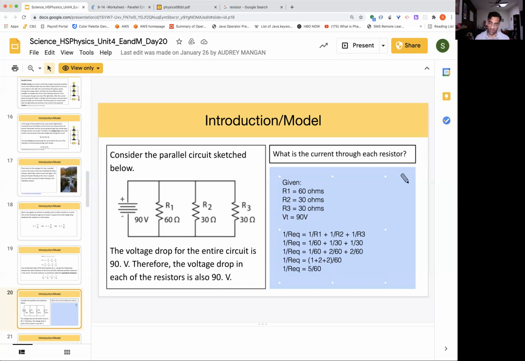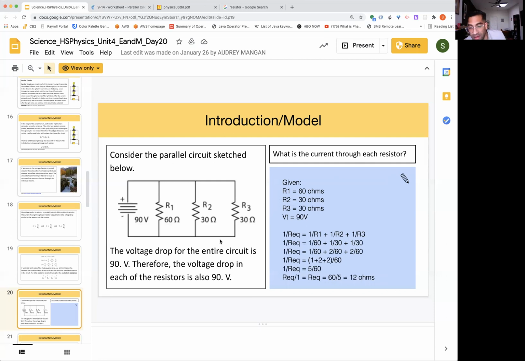And now we can just take this very simple step. If I know that 1 over Req equals 5 over 60, I can just flip both sides and I can say that Req over 1, which is just Req, is equal to 60 over 5. And now I can just divide those two numbers and I can say that the equivalent resistance is 12 ohms. Okay.